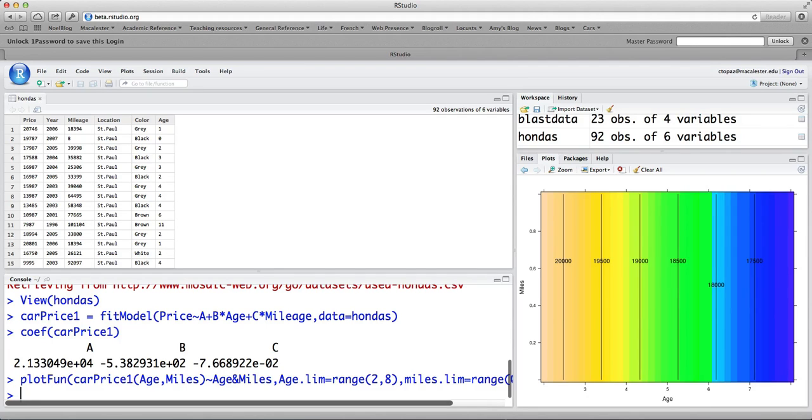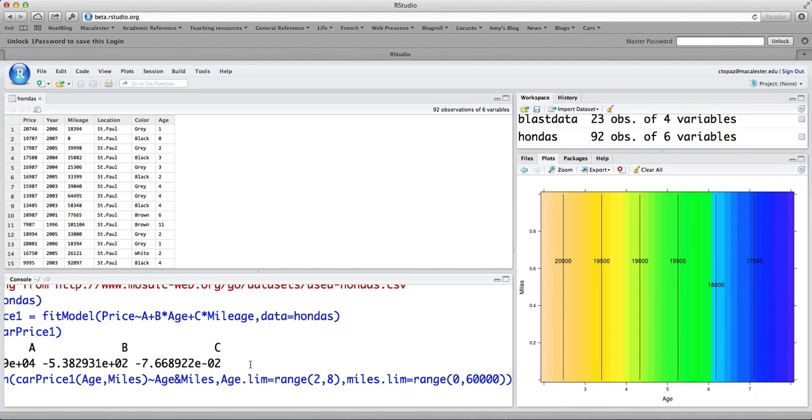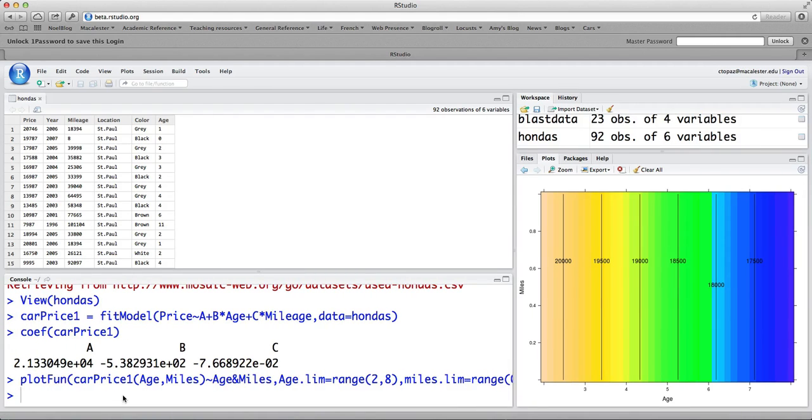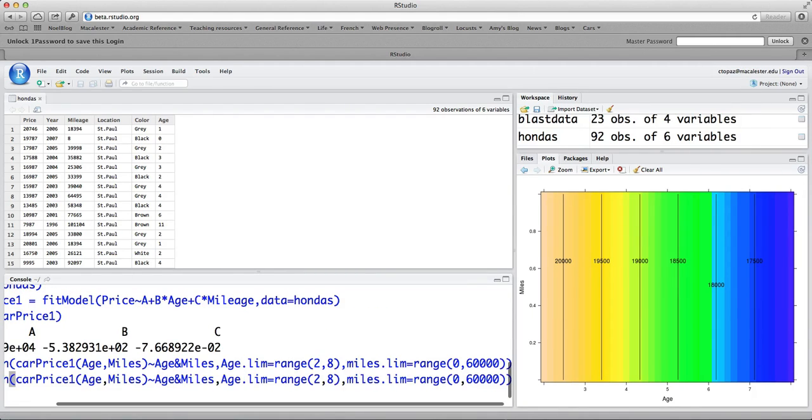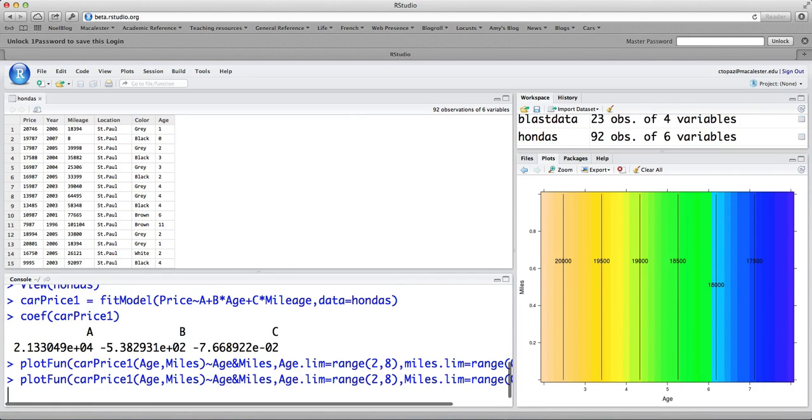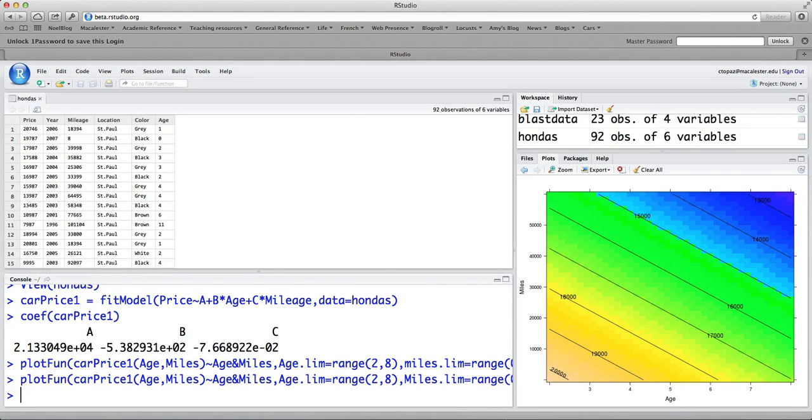let's see. That doesn't look quite right to me. And the reason is that I put a lowercase m in miles here, but I used an uppercase M here. So I look back at my previous command, there's my error. If I want to recover my old command, I can arrow up, and I can come over here, and I'm going to edit that to be a capital M. Ah, there's the plot I'm looking for. Okay, so we see car price as a function of age and miles in this nice contour plot here.